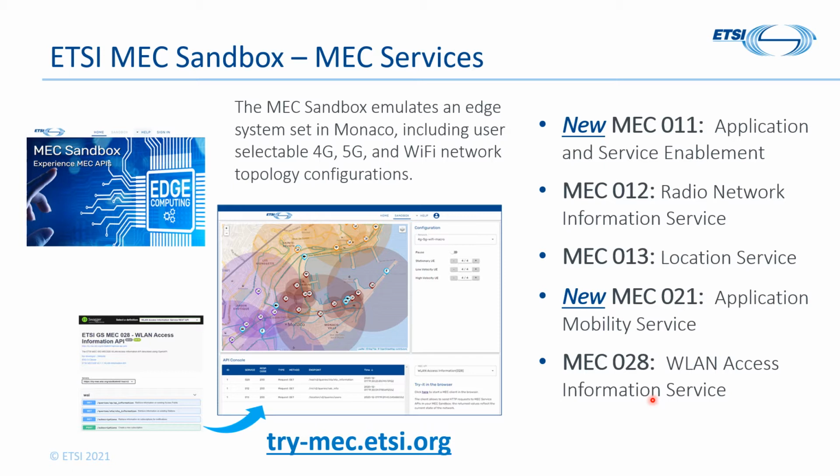Later, in September 2021, two new services were added. First is MEC 11, which provides application and service enablement APIs. And the other one is MEC 21, which is Application Mobility Service. It allows transferring the context of an edge application from one MEC platform to another.